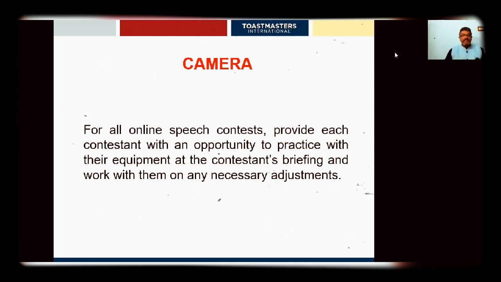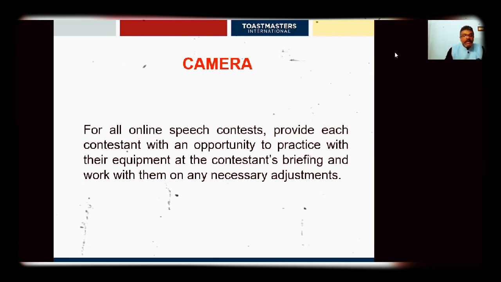Ensure the camera is mounted or secured to prevent movement during the speech. Don't keep it against a wall. It might slip off, and so will your chances of winning slip off. Avoid having someone hold the camera, as this can cause unwanted movement.